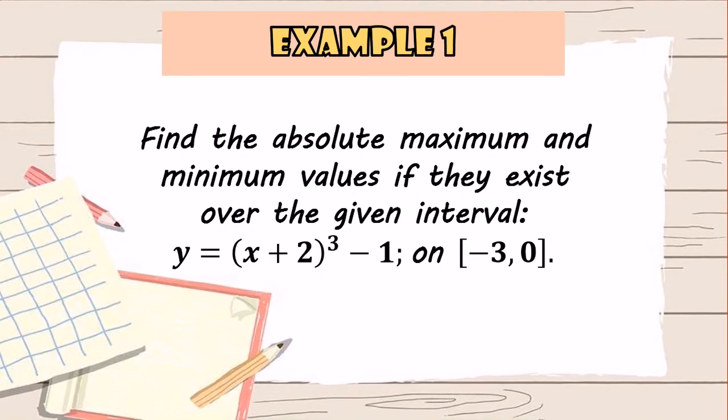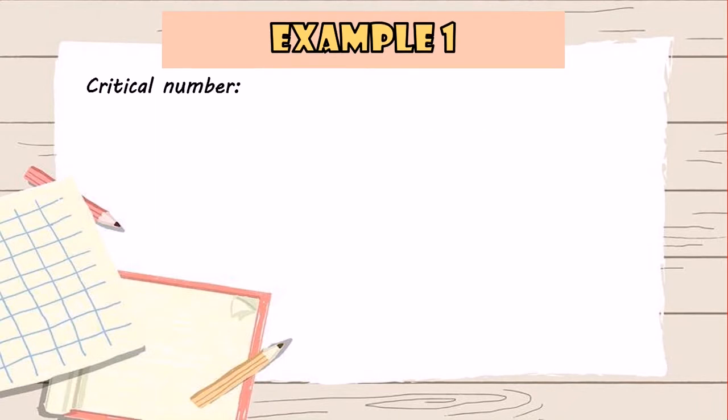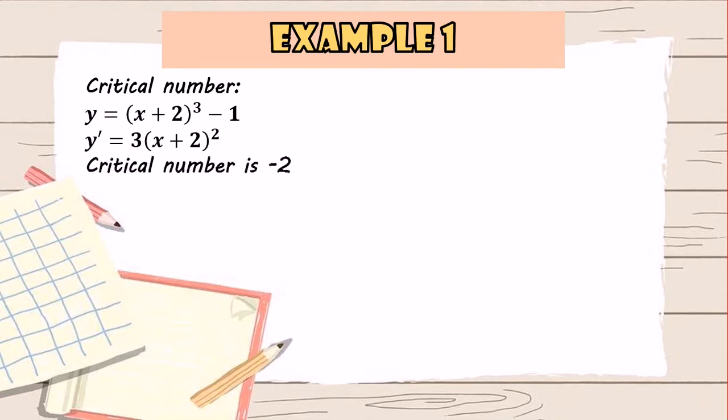Example 1. Find the absolute maximum and minimum values, if they exist, over the given interval: y equals the quantity x plus 2 raised to the power of 3, minus 1, on the interval [-3, 0]. So the first thing to do is to get the critical numbers. To get the critical number, we will get the derivative of the function y equals (x + 2)^3 - 1. So its derivative is 3 times the quantity (x + 2) squared. So the critical number is negative 2.